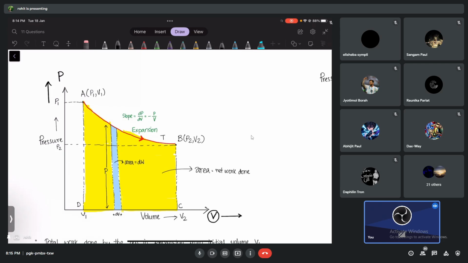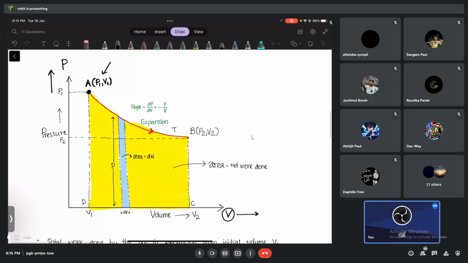If you remember, I told you our gas starts from a state A, where the pressure is P1 and the volume is V1. So this is our starting state. And what we are doing, we are letting this gas expand. So when I let this gas expand, see what will happen. Slowly it is expanding. So now we reach a volume called V2, and now the pressure is P2.